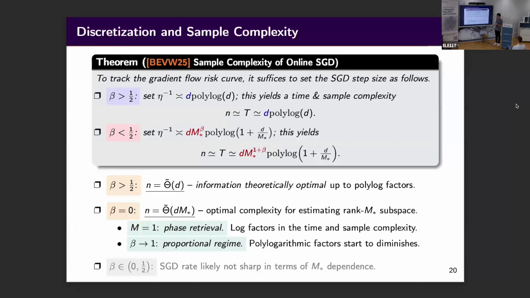Okay, so you're saying it's information theoretically optimal. Right, this is the sample complexity lower bound. Okay. Right. So yes, thanks. That's a good point.